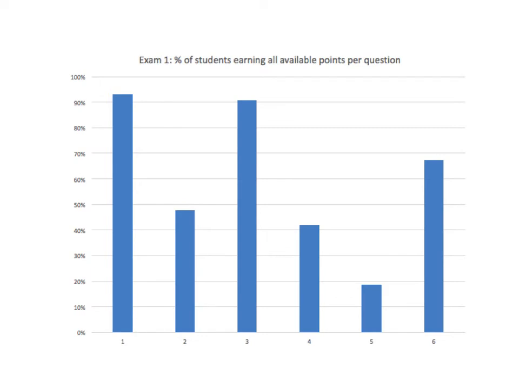So over 90% of the class got all the points on questions 1 and 3. Regardless of who you are, all of you did really well on those questions, with rare exception. Question 5, on the other hand, the reason I do this is because clearly I didn't help you understand the material or how I expected the answers to be formatted for question 5. So it's clear to me that I fell short, as did some of you, on question 5.